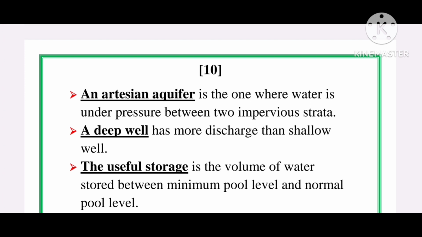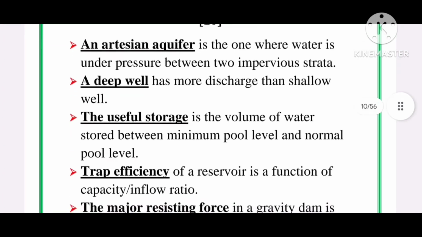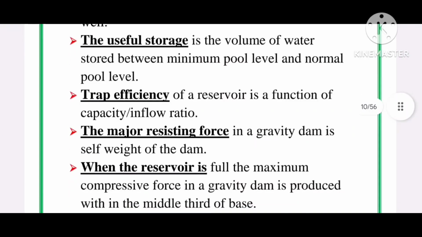Next, useful storage. Useful storage is the volume of water stored between minimum pool level and normal pool level. Next term, trap efficiency. Trap efficiency of a reservoir is a function of capacity by inflow ratio.